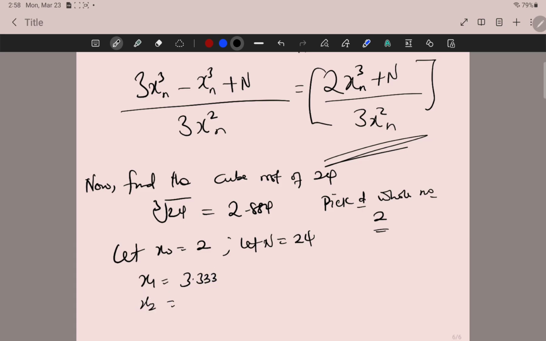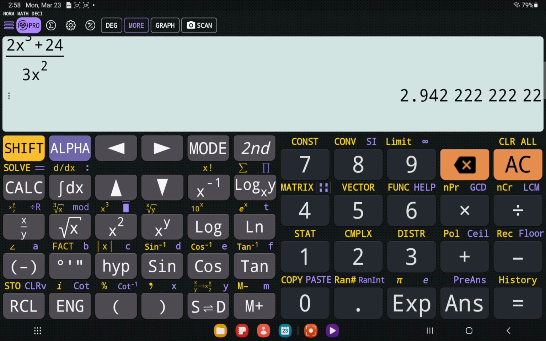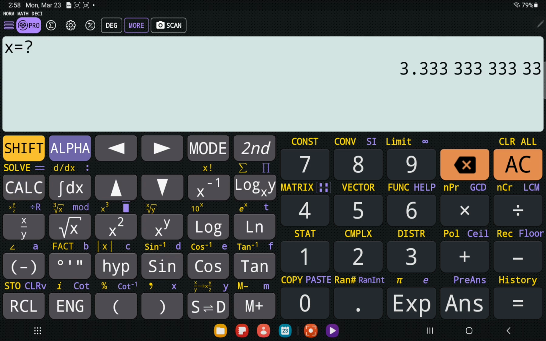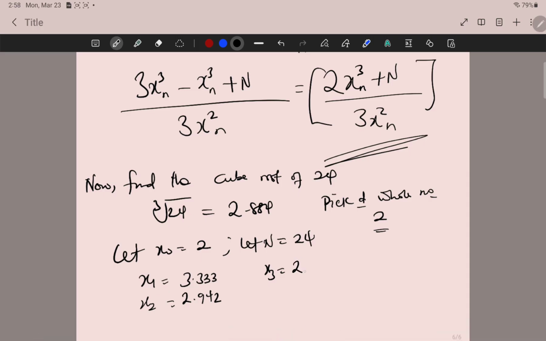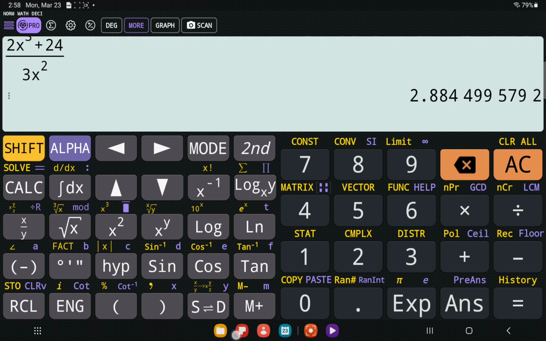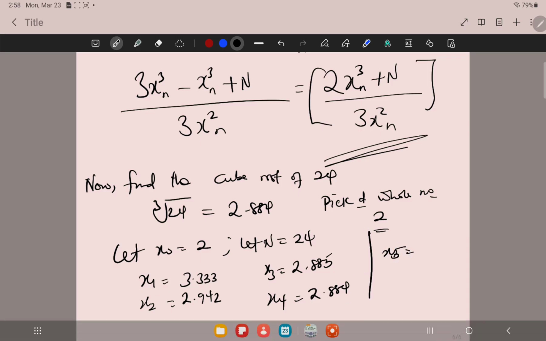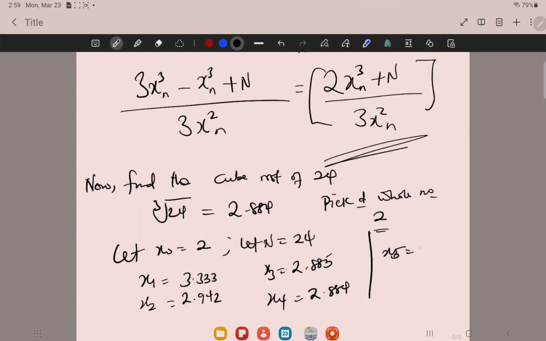x2, calculate at your previous answer, 2.942. x3, calculate at answer, 2.885. x4, calculate at answer, 2.884. x5, calculate at answer, 2.884 again, and it has repeated itself.